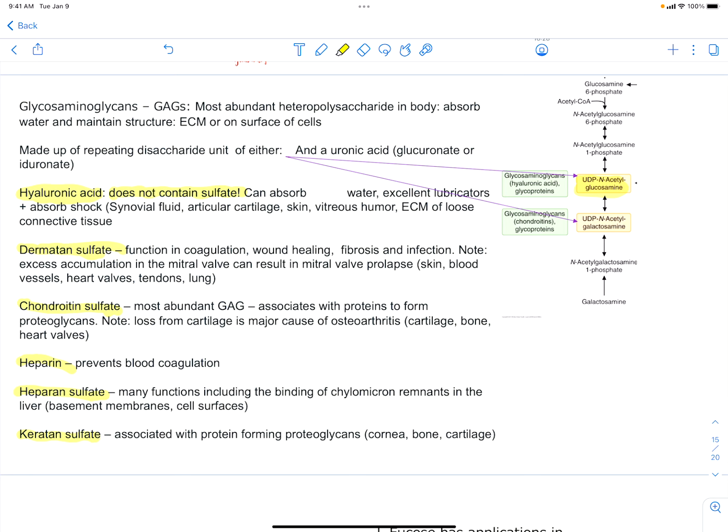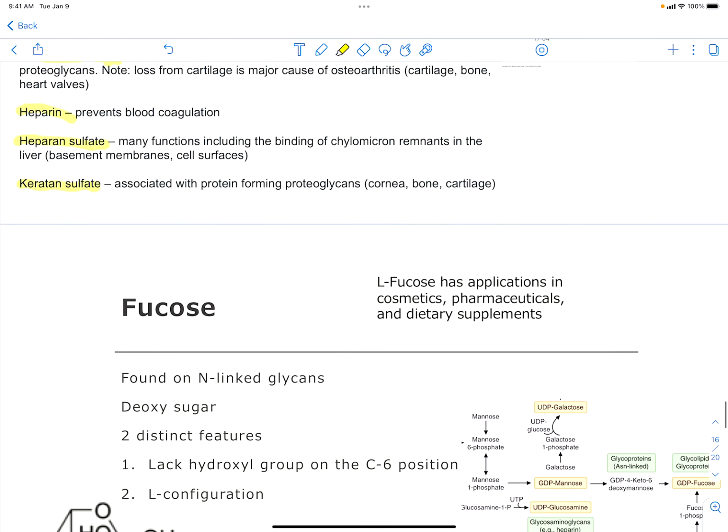The most abundant glycosaminoglycan is chondroitin sulfate, which is going to be in our proteoglycans, and this is going to be important in cartilage, bone, heart valves. Heparin is going to be anticoagulant. Heparan sulfate is going to have many functions, and one of the functions it has is also a receptor, or it's going to be a ligand for chylomicron remnants. And so it's going to enable the liver to pick up chylomicron remnants. Keratan sulfate is going to be in proteoglycans also in cornea, bone, and cartilage.